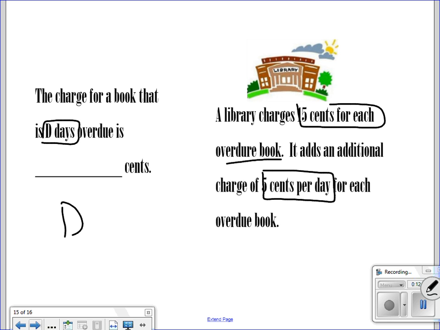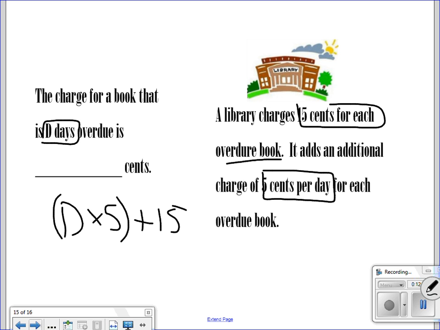So if I have 5 days overdue, 5 cents per day, that'd be 25 cents. So I'm multiplying something with this. I have to multiply with the 5. A library charges 15 cents for each overdue book. So once you multiply that, then you have to add 15 cents. And I'll be able to explain this a little more here, but the library charges 15 cents for each overdue book. So after you do the multiplying, then you have to add the 15 cents for each overdue book.